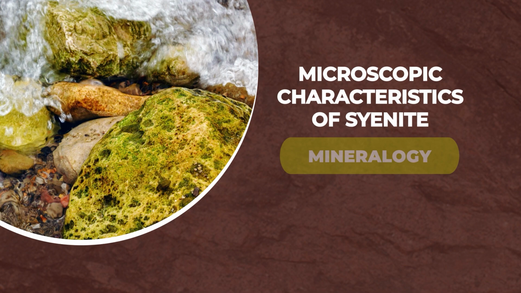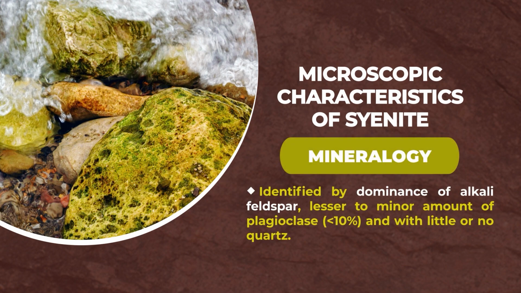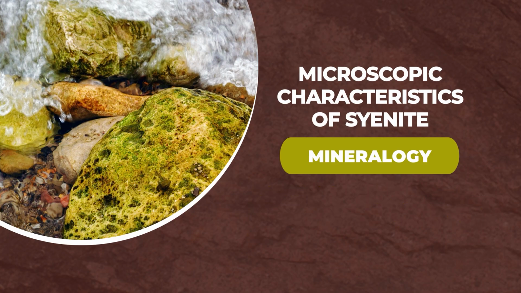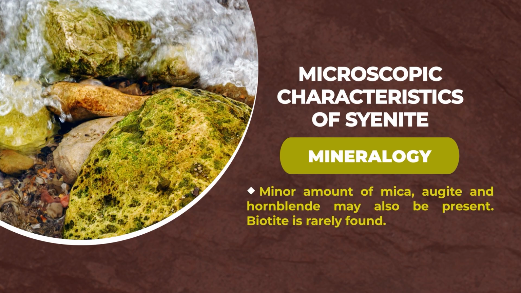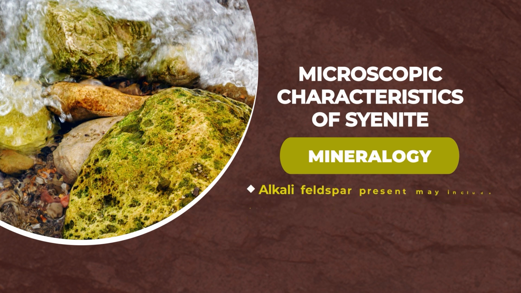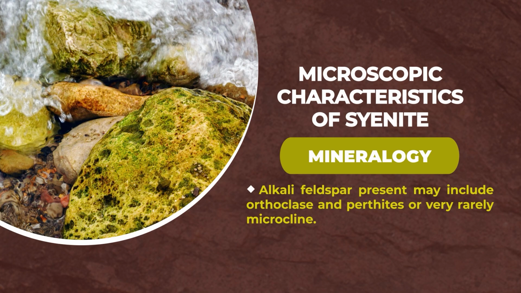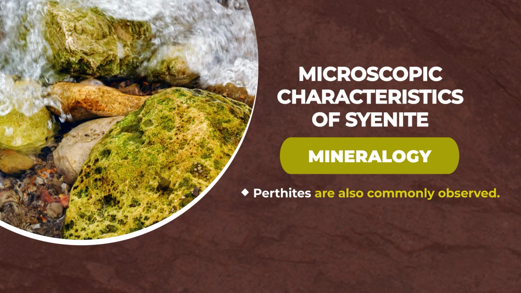If we go for the mineralogy of syenite, they are identified by the dominance of alkali feldspar, lesser amount of plagioclase with little or no quartz. If quartz is present, it can never exceed 5% of the whole rock. Minor amount of mica, augite and hornblende may also be present. Biotite is rarely found. Alkali feldspar present may include orthoclase and perthites and very rarely microcline. Perthites are commonly observed. These are the exsolution textures where albitic feldspar exsolves out of an orthoclase feldspar.